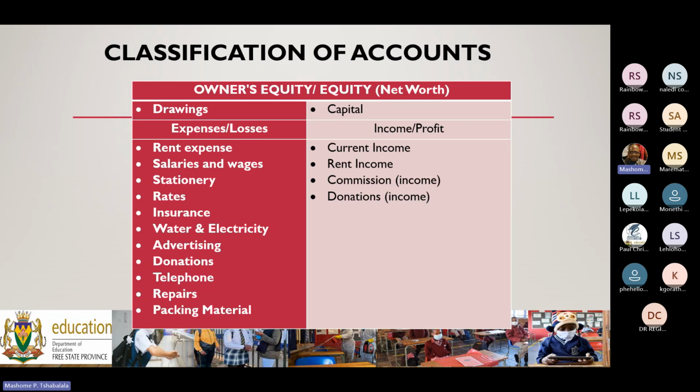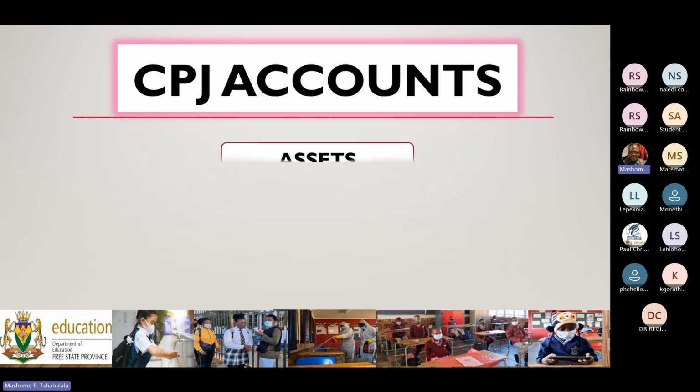Then incomes, remember, they fall under the CRJ. But now we are dealing with the cash payment journal. It is important to know this journal, learners, because we have only 3 types of transactions that are recorded under the cash payment journal.